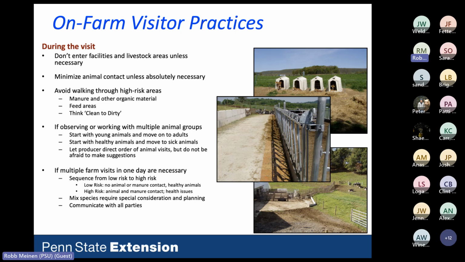If a farm has multiple animal groups, this is very common whenever we have growing animals, or there's some of our photos here with cattle and especially with dairy, where we have the calves and heifers and milking cows all in one facility. If possible, you want to start with the young animals and move to the adults. So start with the young, move to the old. Start with the healthy, move to the sick. If the producer has other protocols that he or she wants you to follow, then you can do that, but do not be afraid to make suggestions.